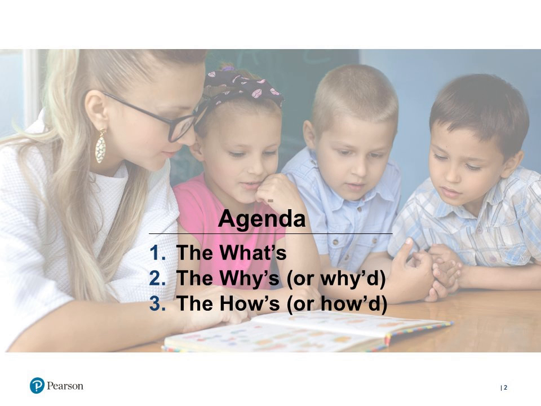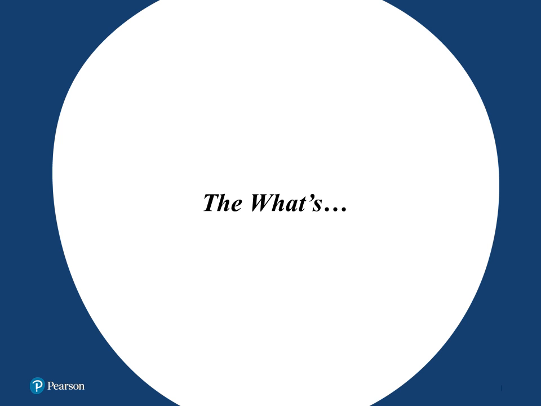So for the half an hour today, I just broke it down into three basic sections: the what's, the why's, and the how's. The first thing I want to talk about are the what's. What exactly are the Dyslexia Index Scores?